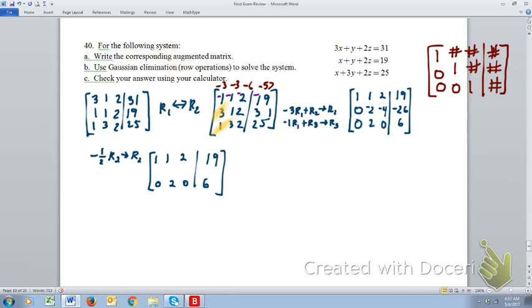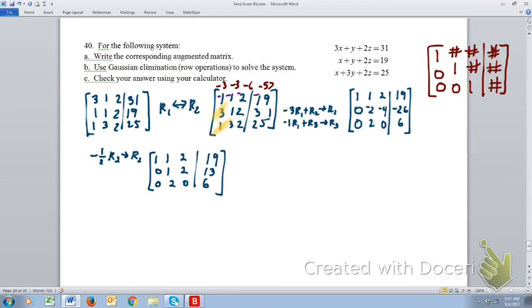So let me write the other two rows, 1 and 3. 0 divided by negative 2 is 0. Negative 2 divided by negative 2 gives me the 1 that I was looking for. Negative 4 divided by negative 2 is 2. And negative 26 divided by negative 2 is 13.